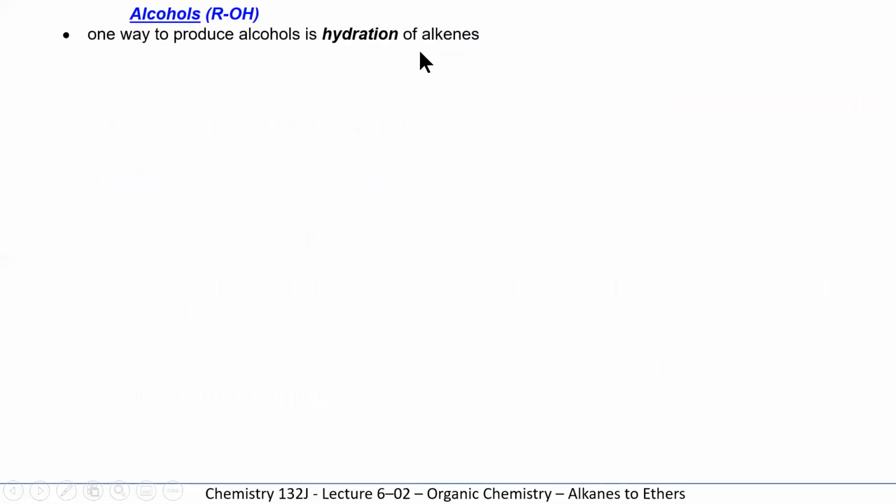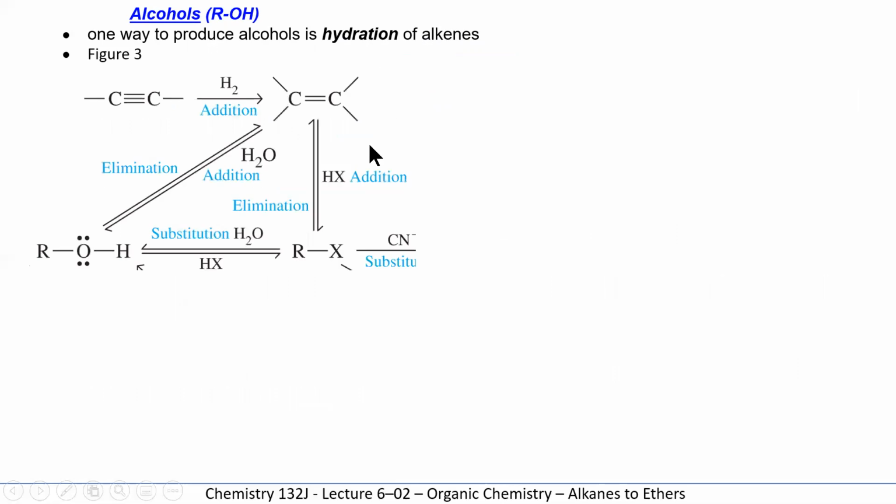So one way to produce an alcohol is to add water to an alkene. Hydration is another name for adding water. So you can see here, see if you can find it. Here's an alkene. Here's an alcohol. We add water. So that's what we're going to be investigating next.